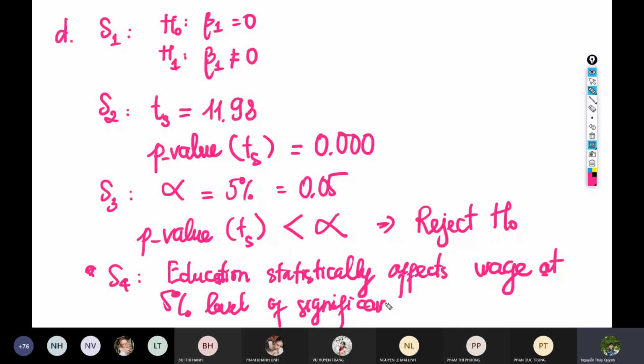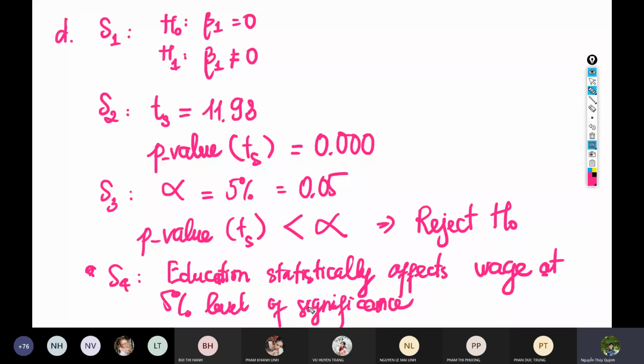All right, we use the test for one individual regression coefficient, and we use the p-value approach because it's quite convenient here, as we have the observed value of t and also the p-value associated with that observed value of t in the estimation output.